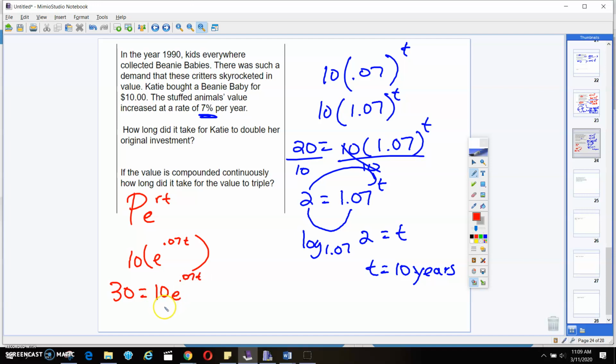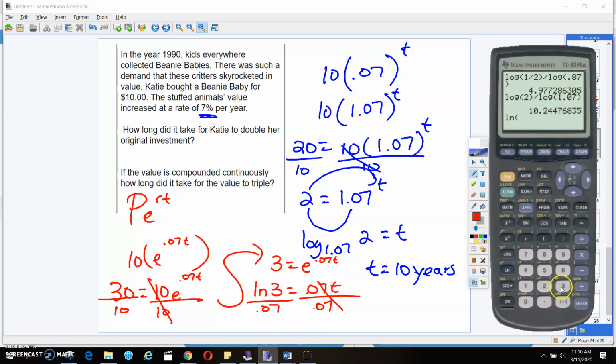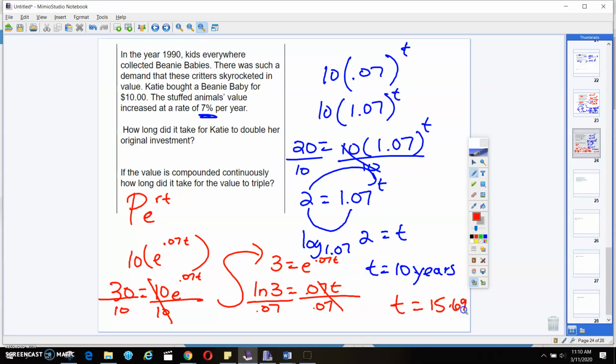And now we're going to see how long it takes her. So we're going to divide by 10 on both sides. That would give me 3 equals e to the 0.07 t. Now, in order to get rid of that e, we're going to take the ln of both sides. So we're going to say ln of 3 equals 0.07 t. We're going to divide by 0.07 on both sides. And if we plug this into our calculator, we're going to get t equals 15.69 years.